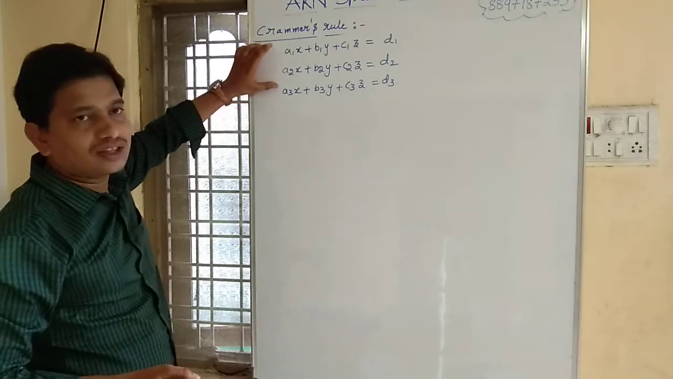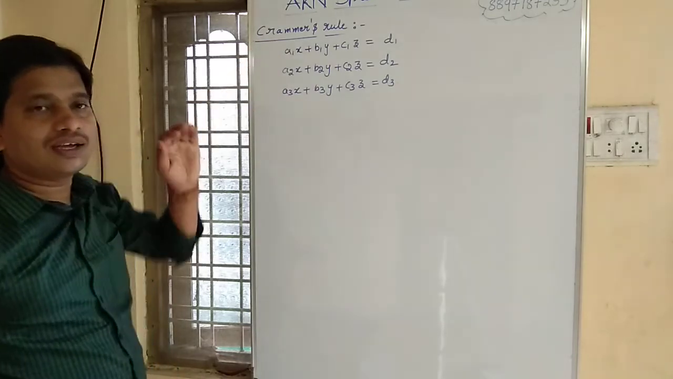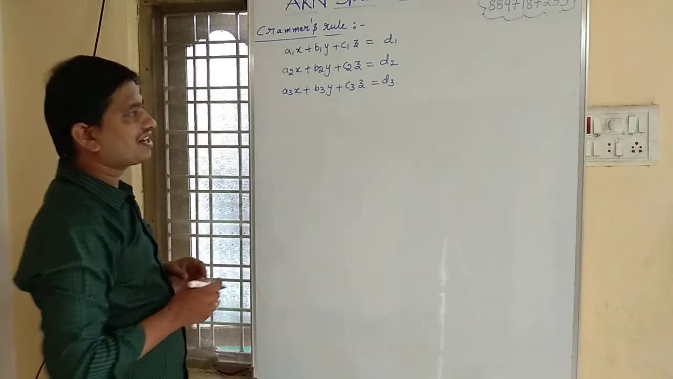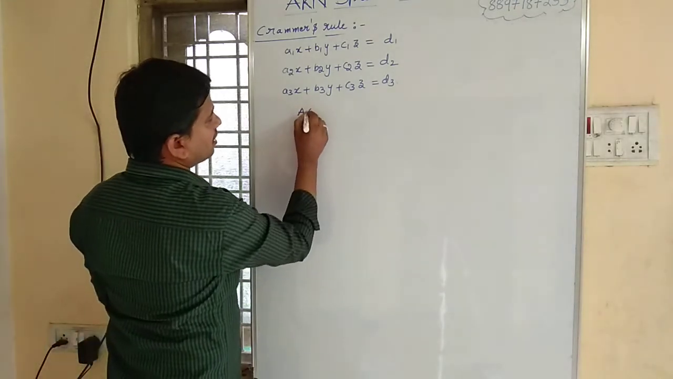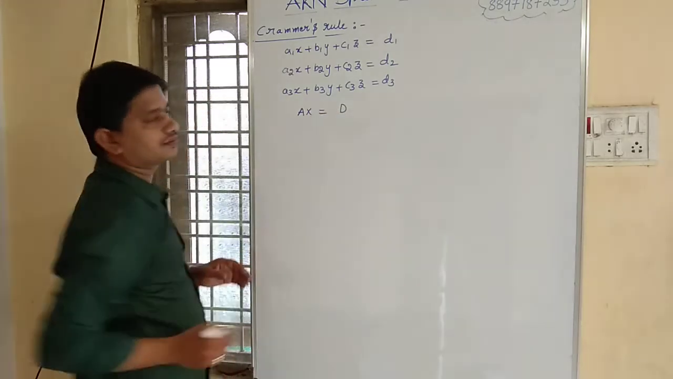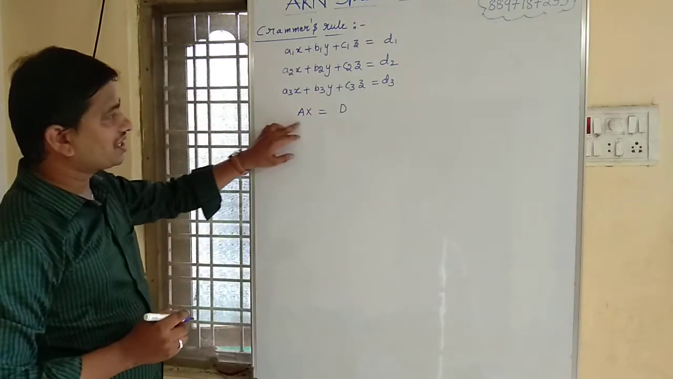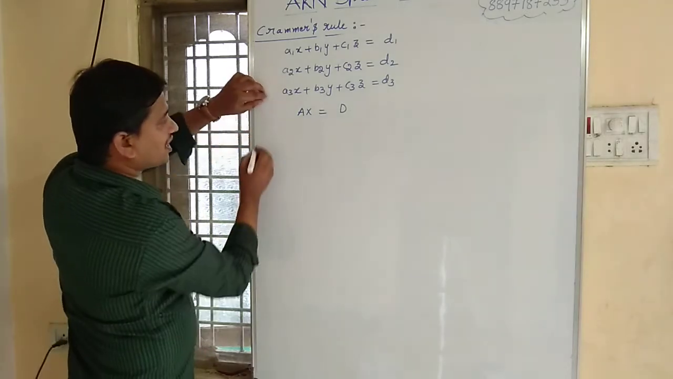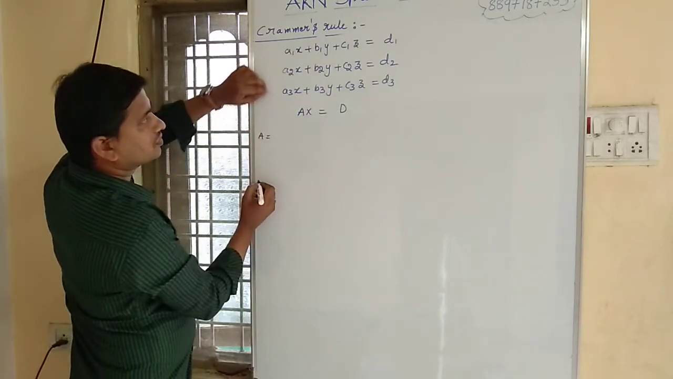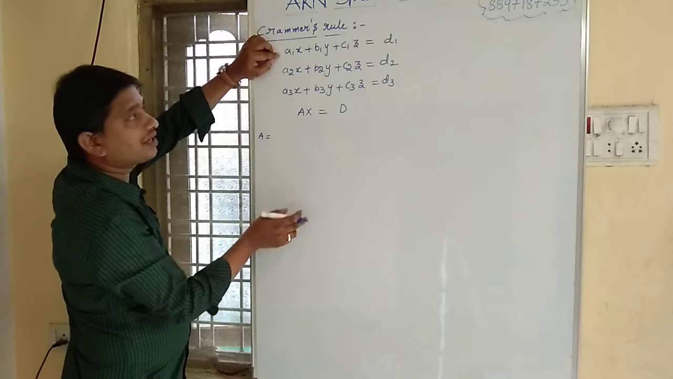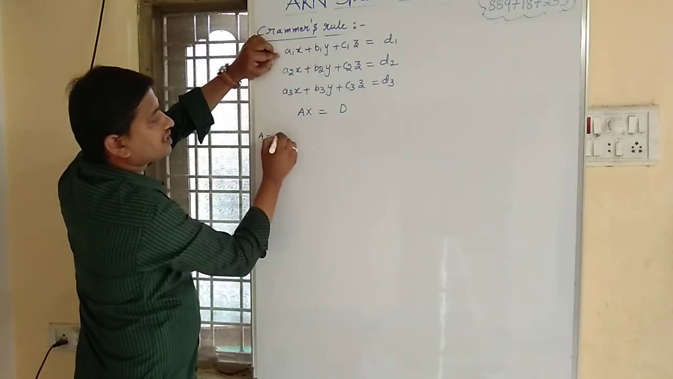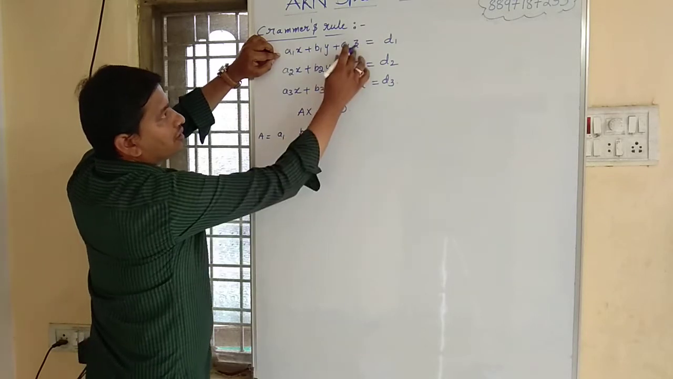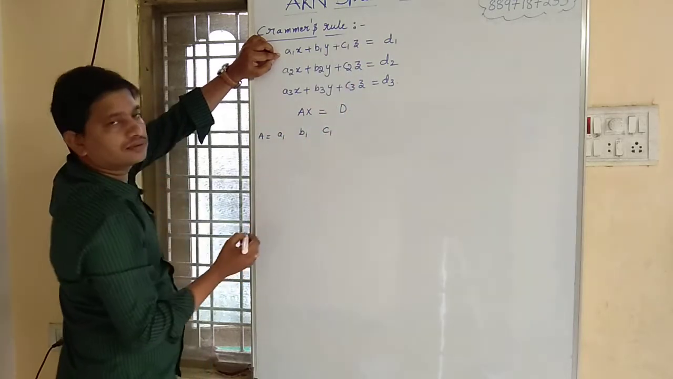Let us represent the following system of equations in matrix equation form. Children, what is matrix equation form? Matrix equation form is AX is equal to D. Children, what is A here? A is called the coefficient matrix. What is the coefficient of x here? A1. Coefficient of y is B1. Coefficient of z is C1.